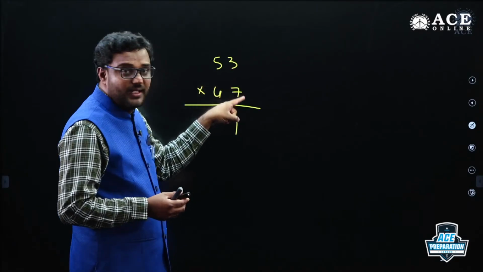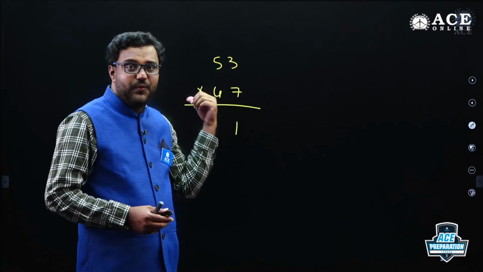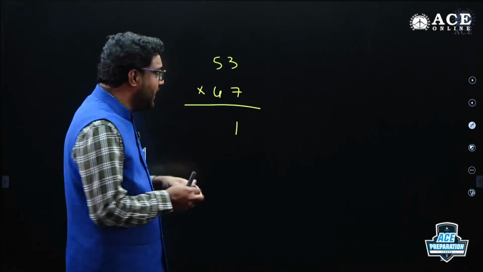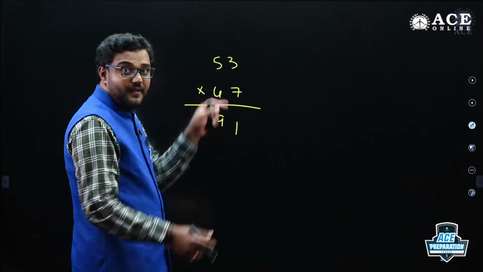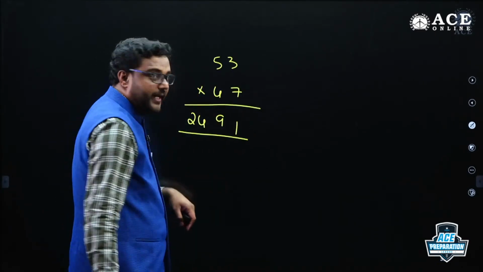So 3 into 7, 21. 1 here, 2 carry. 5 into 7, 3 into 4, 35 plus 12, 47. Along with that 2 carry, 49, right? So 9, and 4 you can keep. 5 into 4, 20. Along with that 4, we got 24. So 2491.